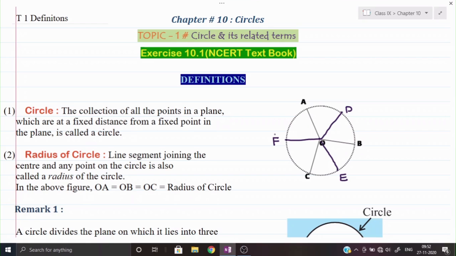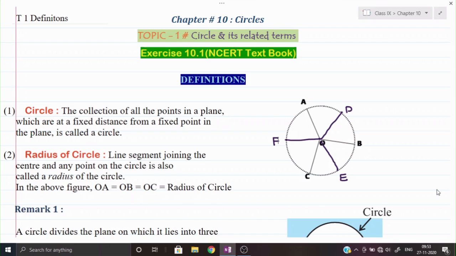Now let us see the second definition, the radius of a circle. In the circle definition we saw the condition that the lengths of O to A, O to B, O to C, etc. will be the same. This fixed distance we now give a name: the radius. So OA, OB, OC and the other lengths I have taken will all be called the radius.